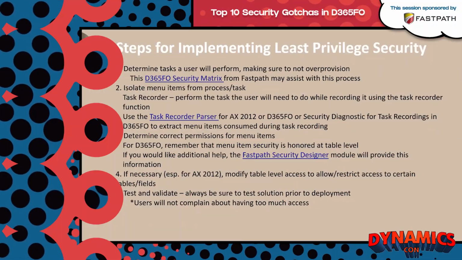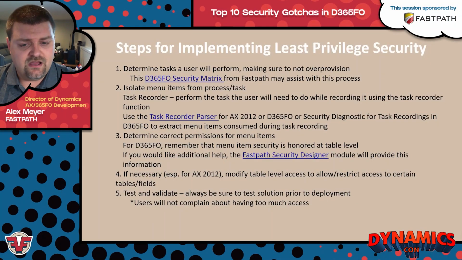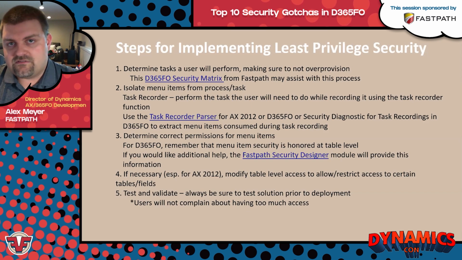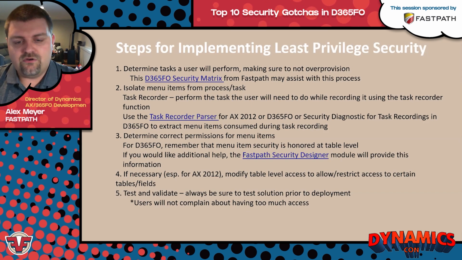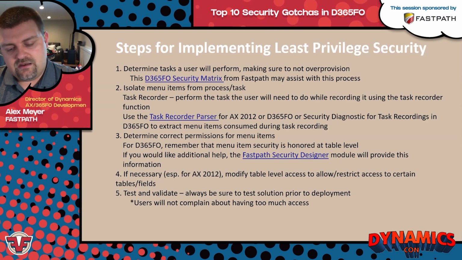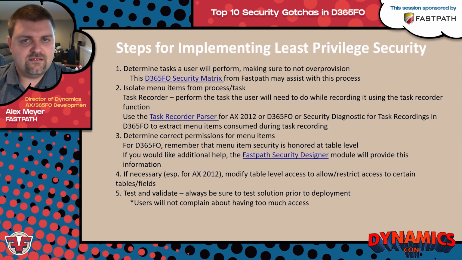The next thing is to determine the correct permissions for those menu items. And this is another area where we talk about your menu item security being honored at that table level within F&O. Sometimes that's going to be fairly straightforward, right? If you're going in and creating a vendor, obviously you probably need to have create permission to those certain menu items. But if you're taking a more complex task recording and trying to analyze it, that can make it a little bit more difficult.